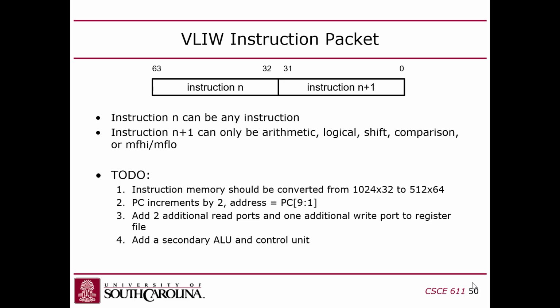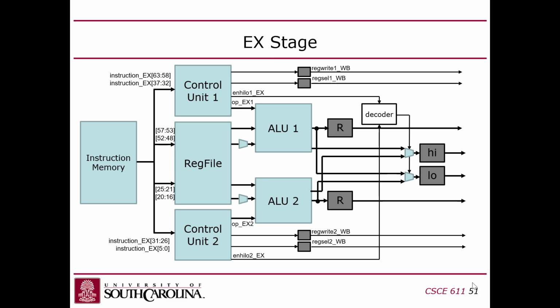And then add 2 additional read ports and 1 write port to the register file, and you add a second ALU, which I show here. So for the register file, you extend the ports, you add another control unit for the second instruction, and you add another ALU, and that's really all the major components you have to add. The high and low registers you can share.